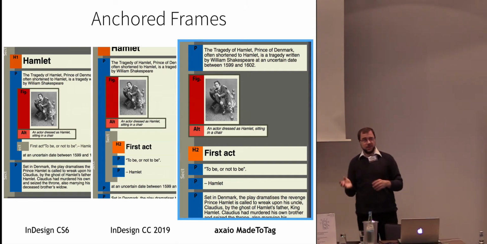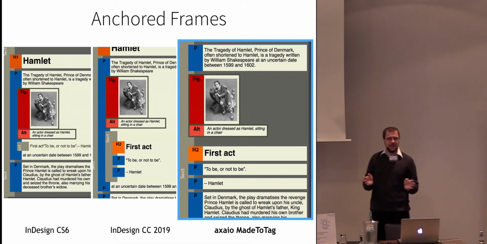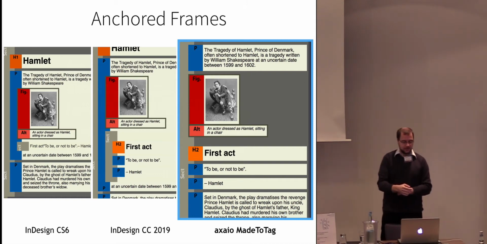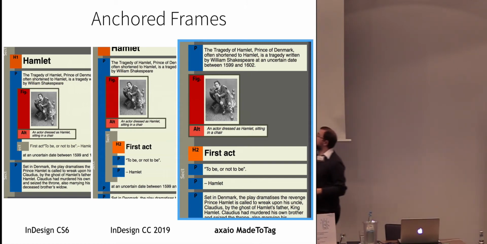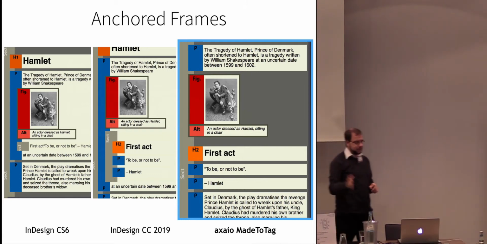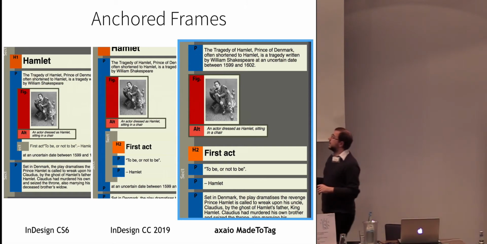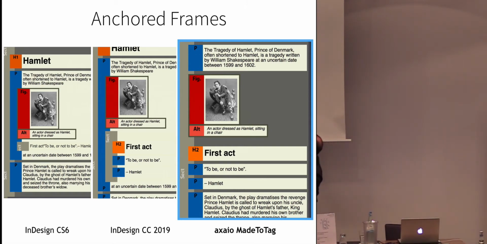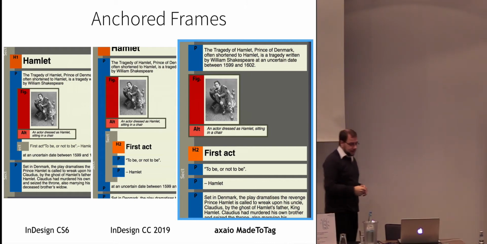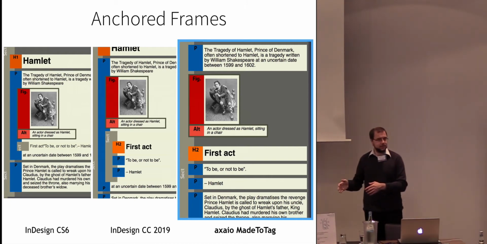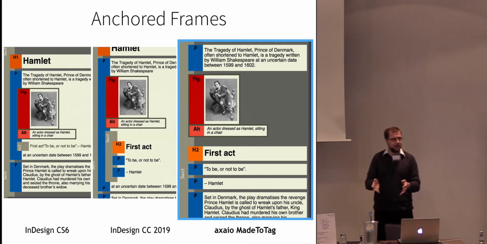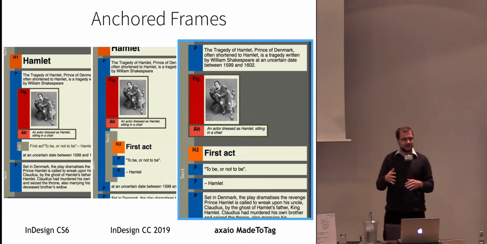So InDesign CC 2017, 18, they fixed that. So you see in the middle, you see the asset structure. So you have a heading, first act, and you have 2 paragraphs. And InDesign is putting it just where it is. So if you can read the sentence, it just split up. So it's telling you it's a tragedy by William Shakespeare, first act, to be or not to be, Hamlet, at an uncertain date. So it's in the middle of, so it breaks sentences.